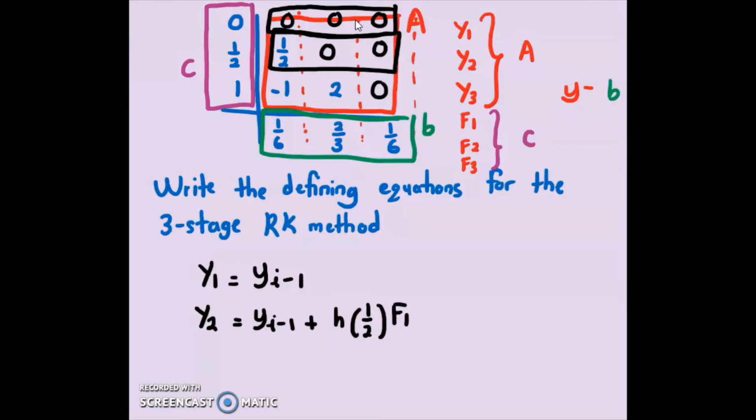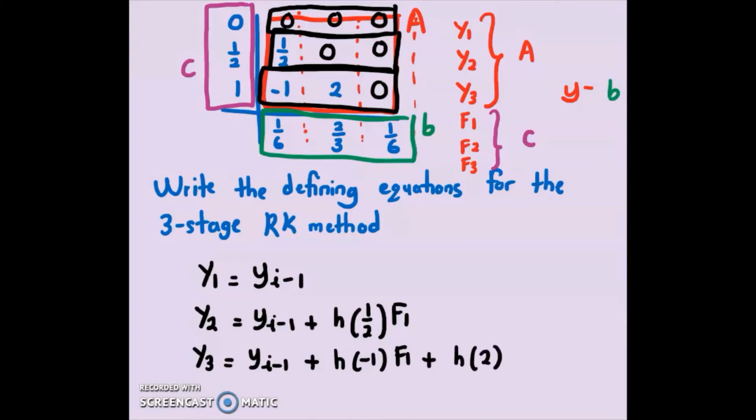F2 is 0, the coefficient A for F2 is 0, the coefficient A for F3 is 0. Okay, you stop there. Now moving on to Y3, equals yi minus 1 plus, now we look at y3 here. I have a coefficient for f1, I have a coefficient next to the f2 but none for f3, so I have h minus 1 f1 plus h 2 f2 plus 0 for f3.